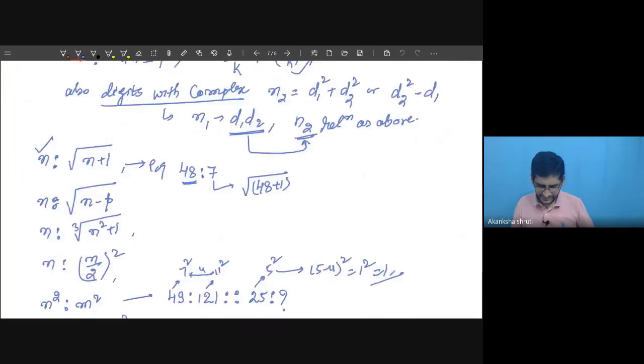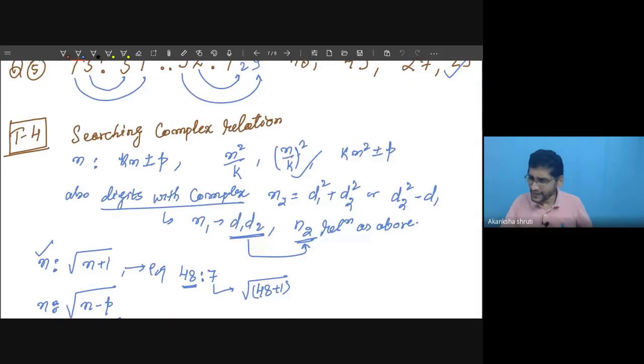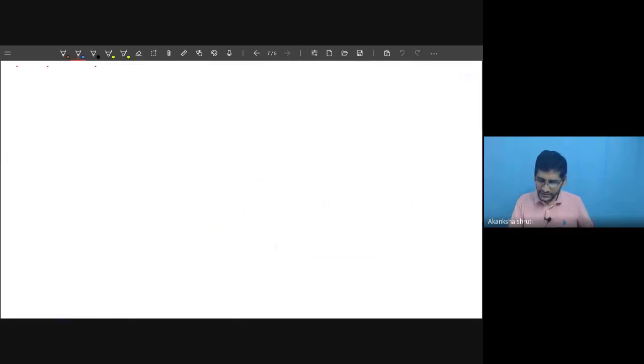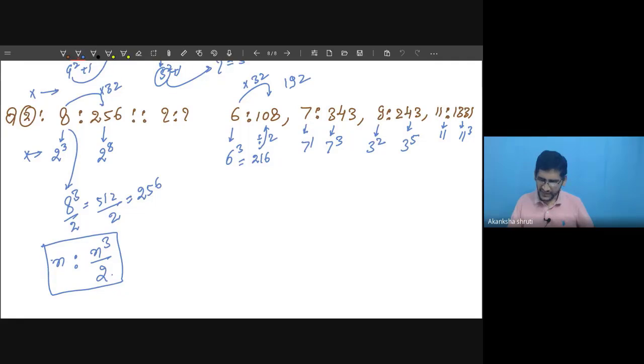I've written here. So it is possible that n square by k. So it is in this category. Okay? So all these things you have to think. So this way we are observing that this is a 6 cube by 2 relation. That was giving us the second number 108. So whatever the first number is, you have to take its cube and divide it by 2, and you are able to reach the second number. So this way you have to search for the complex relation.